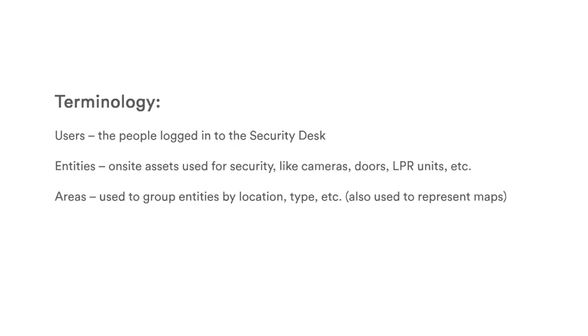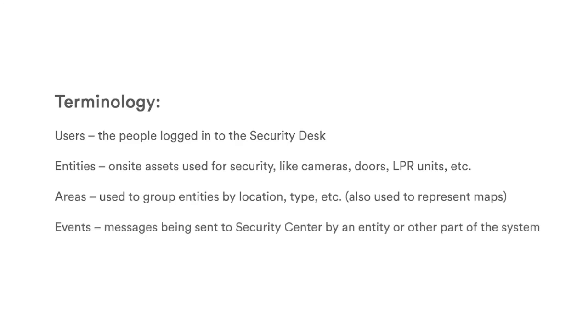Maps can be associated with areas. When we mention an event, we don't just mean something happening on site, we are specifically referring to a message that is being sent to Security Center from an entity or other part of the system. As we cover other parts of the system, we'll identify the various components of it, but these are just some general terms we'll be using throughout all the videos in this series.